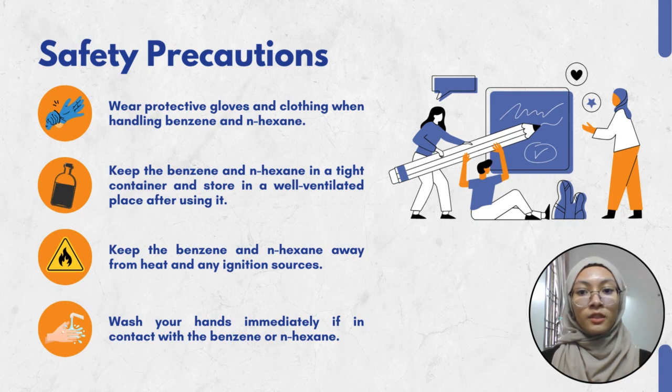There are some safety precautions that we need to follow when handling these chemicals. The first one is wear protective gloves and proper clothing. The second is keep these chemicals in a tight container and store it in a well ventilated place after using it. The third one is keep the chemicals away from any heat because they are highly flammable. And the last one is wash your hands immediately because it could cause skin irritation.